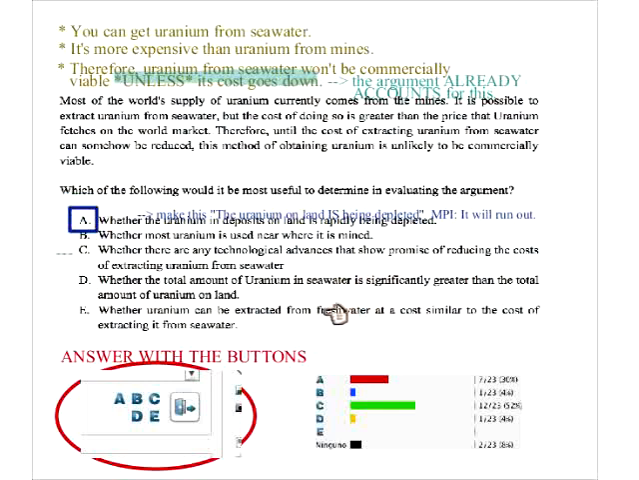And then this one, E, at a cost similar to, meaning that this is just as expensive as seawater is. So if E is true, then freshwater mining has the same problems as seawater mining does. So it doesn't help us. We need some way for this to be commercially viable without its cost going down, because the argument has already allowed that as an exception.